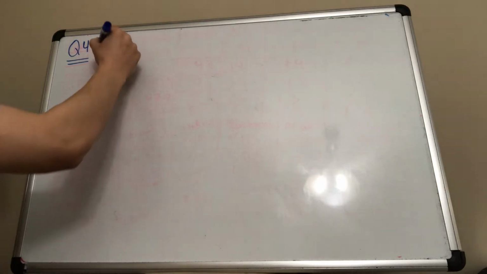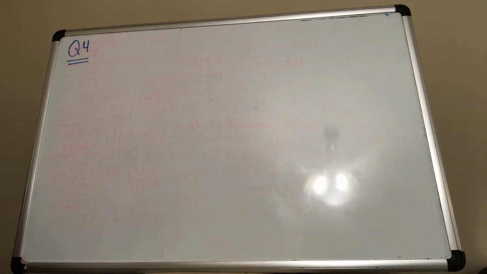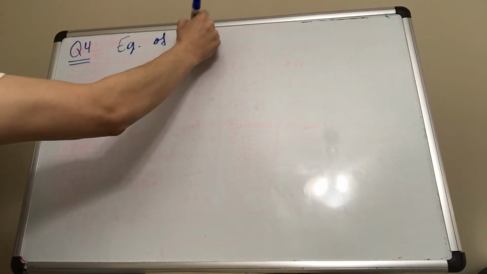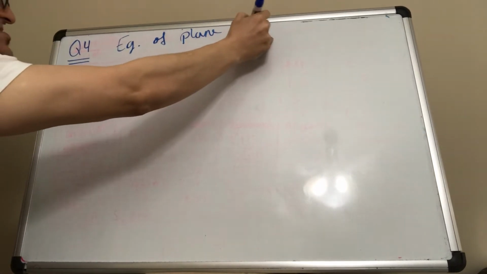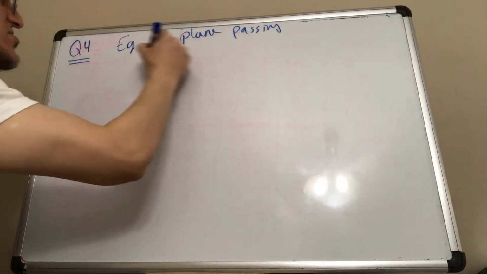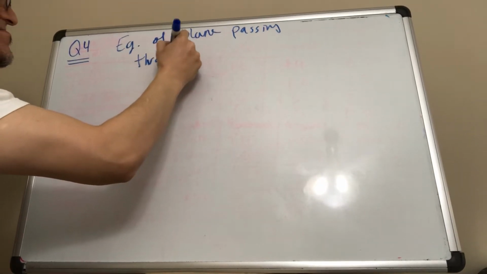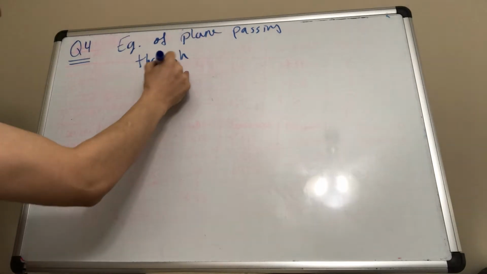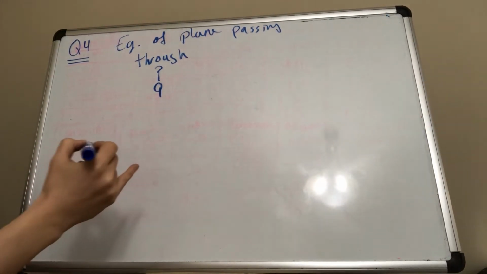Okay, now we'll do question 4, worksheet A. Now the question says, find the equation of plane passing through points. So equation of plane passing through, and they give you 3 points, P, Q, and R.